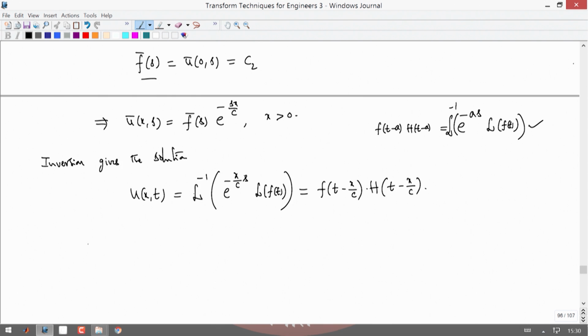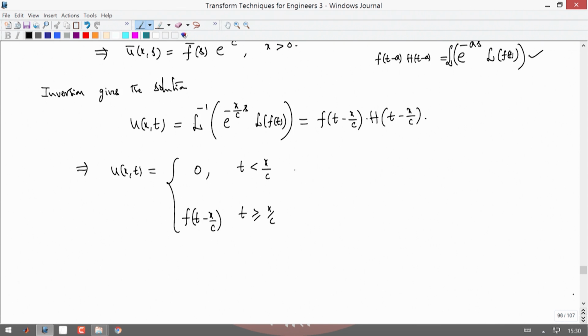If you write the definition of the Heaviside function, you end up getting 0 if t is less than x by c. If t is greater than or equal to x by c, you get f of t minus x by c. So, this is the solution of your boundary value problem. This is how it behaves.